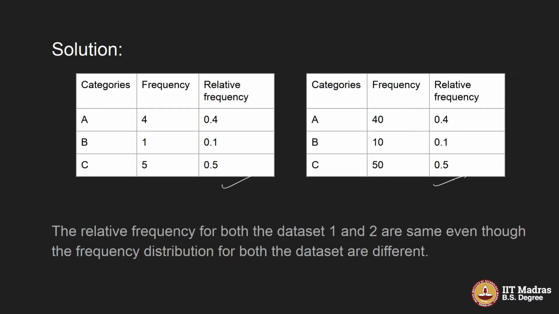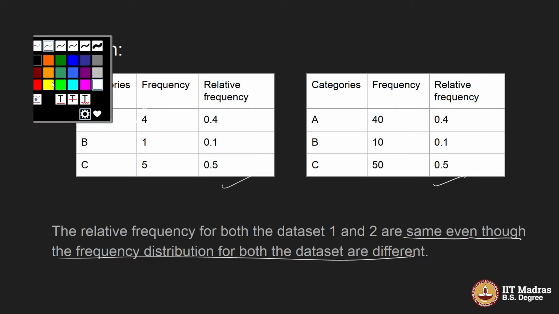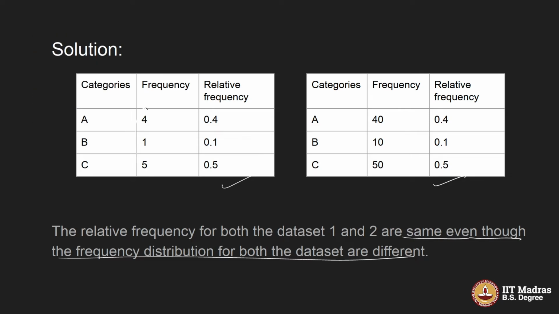So the relative frequency for both data set 1 and data set 2 are the same, even though the frequency distributions of the data sets are different. The frequency distribution for data set 1 is 4, 1 and 5, right? Here we have different frequencies, and here we have different frequencies. One is 4, 1 and 5, one is 40, 10 and 50. We have different frequency distributions, but we have the same relative frequency.